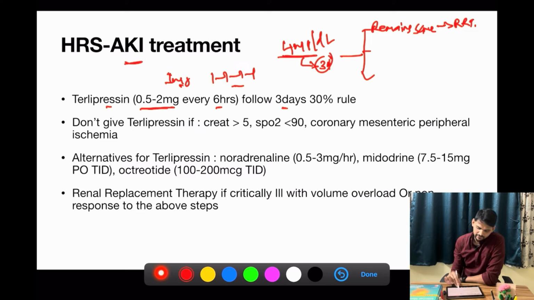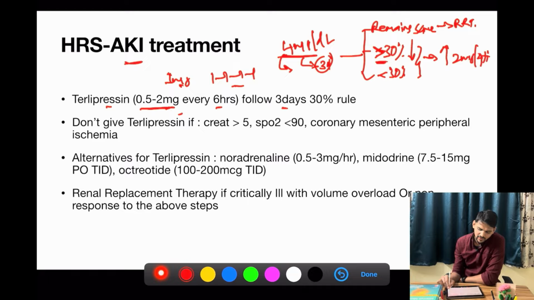Second one is there will be very good response, in the sense this baseline creatinine will fall by more than 30%. More than 30% fall we can see by using terlipressin. This indicates a good response. There might be one more third possibility, that is there will be slight fall but not to the extent to call it a good response. So there will be a fall but it will be less than 30%. So in these two cases we can increase the dose of terlipressin. We can increase the dose of terlipressin for a maximum of 2 mg every 6th hourly, like 4 times a day.